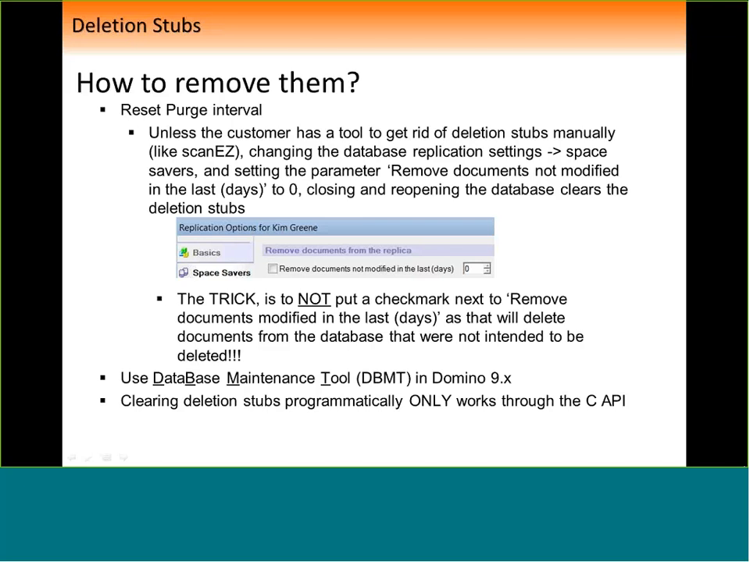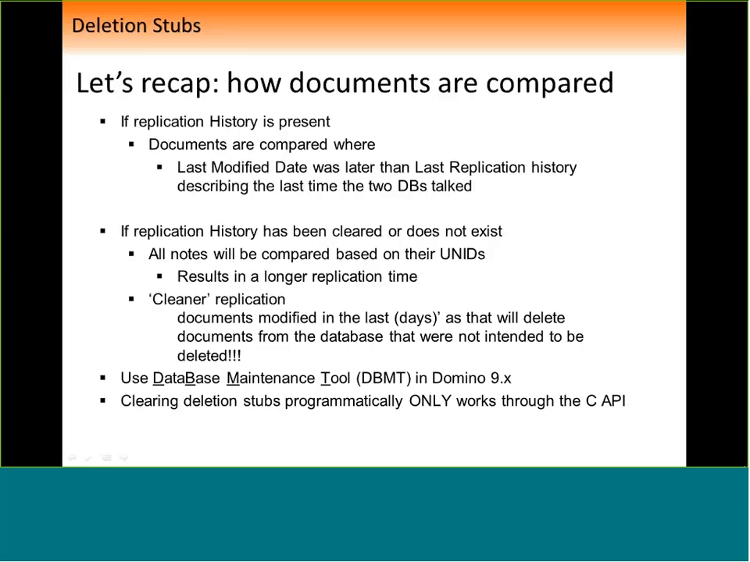And again, keep in mind that if you're in release 9, DBMT will help you with this automatic purging for you. If you want to do it programmatically, you would actually have to do it through the C API, or if you wanted to go in selectively and select which range of deletion stubs you'd like to remove, you can actually do that through the ScanEasy product.